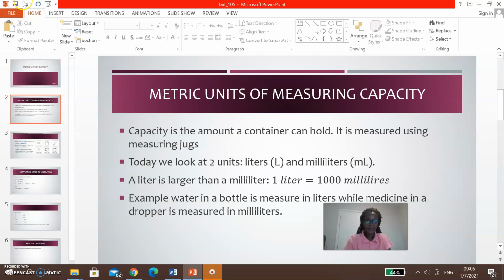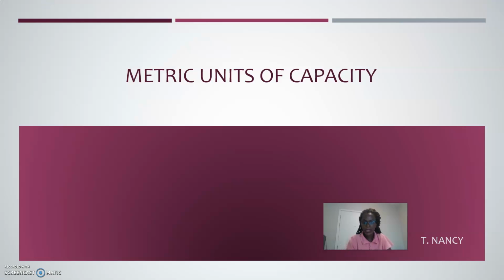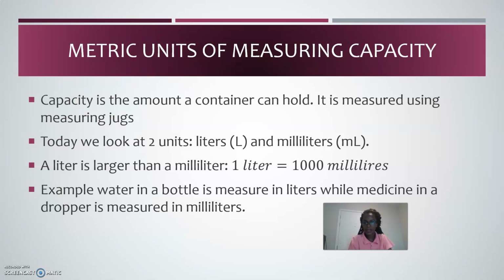Now capacity, let me make this bigger for you. Capacity is just the amount a container can hold. It could be amount of water, amount of any liquid a container can hold. You can measure capacity using measuring jugs. And as I said, for today we are only going to be looking into liters and milliliters. Now, a liter is larger than a milliliter, as we already learned in class. 1 liter is equal to 1,000 milliliters. Sorry, there's a typo here that I need to fix.